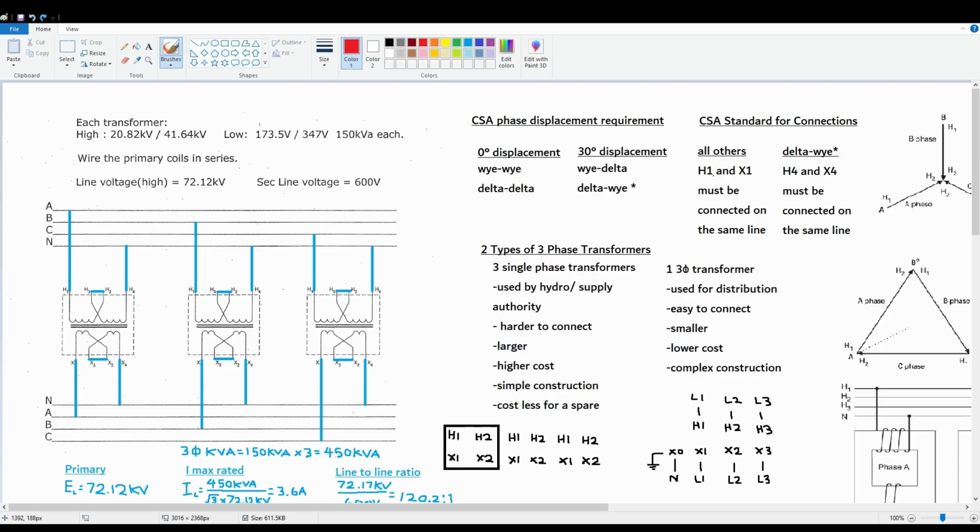And then you have to abide by the CSA standard for connections. So now we know that this is a Y to Y transformer connection. H1 here has to be connected to line A, and that means that X1 also has to be connected to line A, and same for the others.